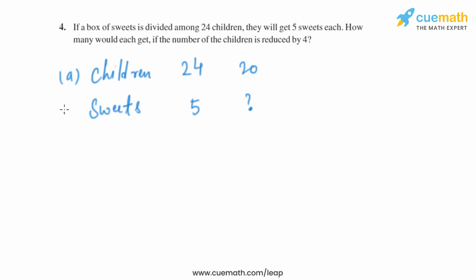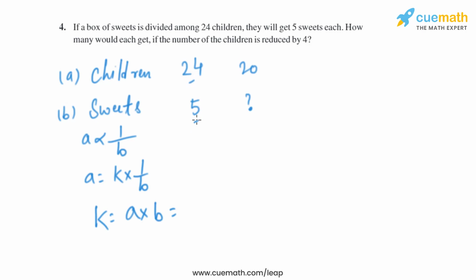So let's take it as A and let's take it as B. And as we know that A is inversely proportional to B, A equals K multiplied by 1 by B. And from here we'll find the value of K, that is A into B. We have the value of A, we have the value of B. We can find the value of K. So from here we'll get the value of K, that is 120.